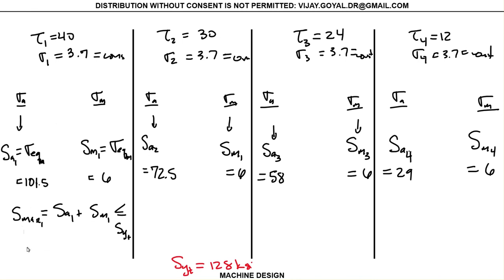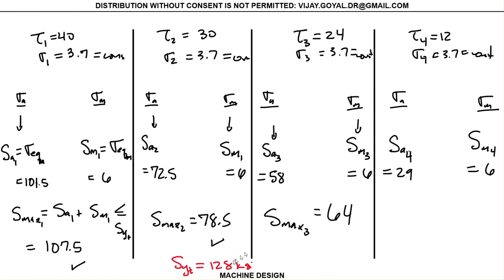So in this case, I get a sigma max of 107.7. You can see that this is less than this, so we are good. Here's sigma max. You add these two and you get 78.5. We are less than this, so we are good. Sigma max 3 will be, you add these up and you get 64. This is less than this value, so we are good. Sigma max in 4 is equal to 35, and it's also less than 128. So we are also good.